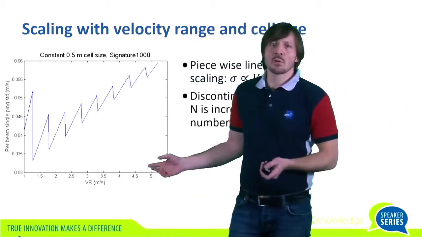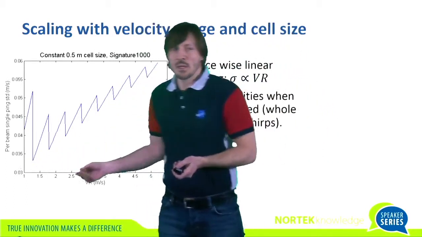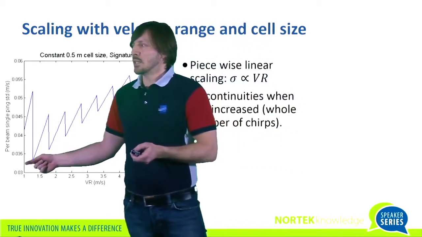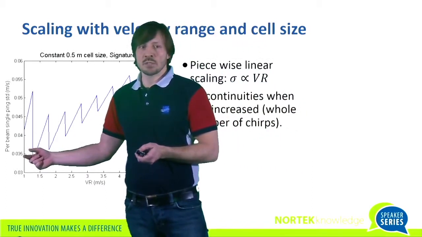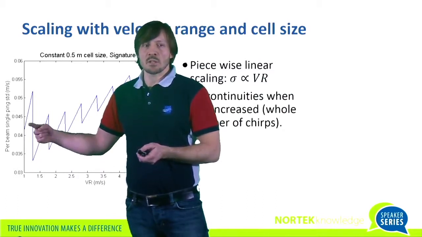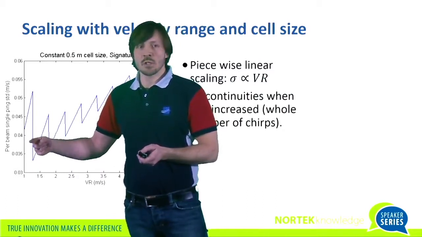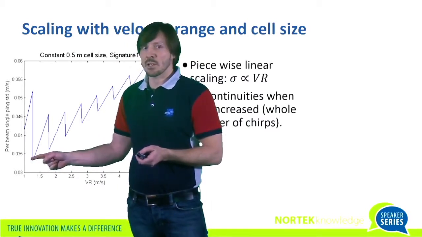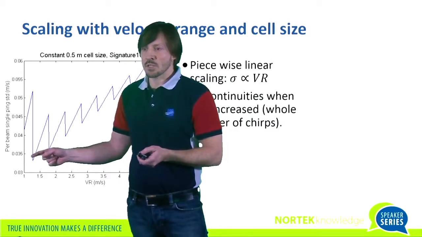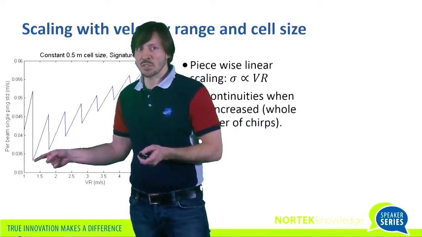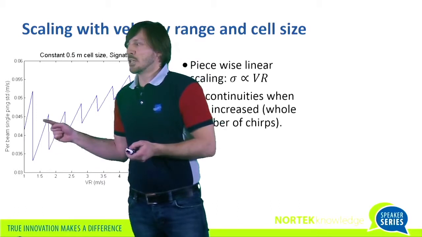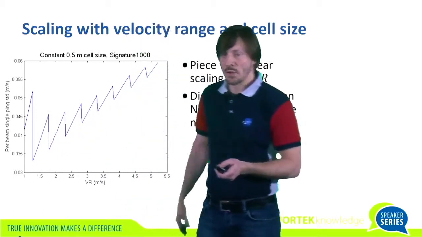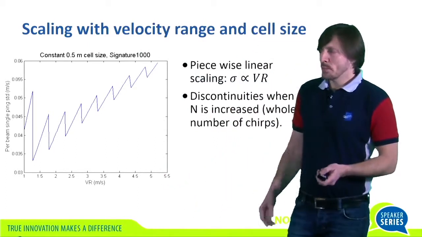When I start with a very low velocity range over at this end, that means I have a long chirp. So in this case, with a half meter cell, there's only room for 2 chirps in the cell right here. But when I make the chirps shorter and shorter, I get to a point where all of a sudden I can fit 3 chirps in. When I have 3 chirps in, the correlation makes a jump. So right here, correlation wins. Then I have linear scaling again until I can fit 4 chirps in, and then 5 and 6 and so forth. So that's the explanation for this behavior.